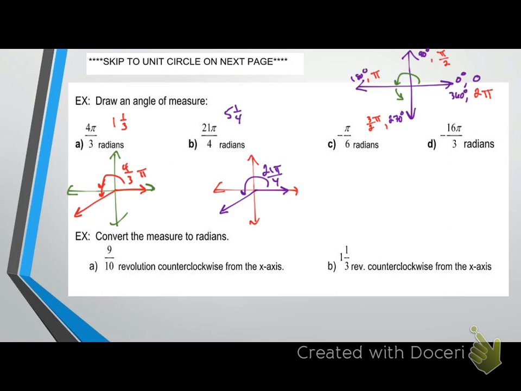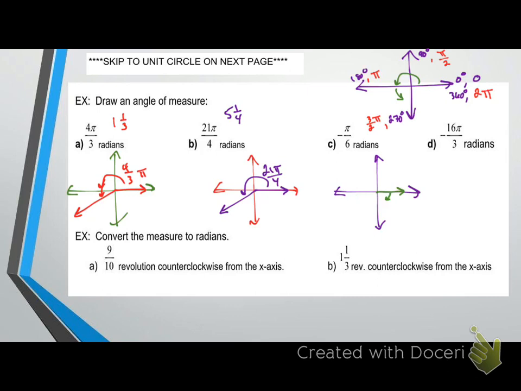Negative pi over 6. Draw your coordinate axis. Okay? Negative now, careful. Negative means we're going to go clockwise. Now we're going to go down. But how far? Do we want to go 1 full pi? No. We don't want to go all the way over here because that would be 1 full pi, and that's too much. How about half?